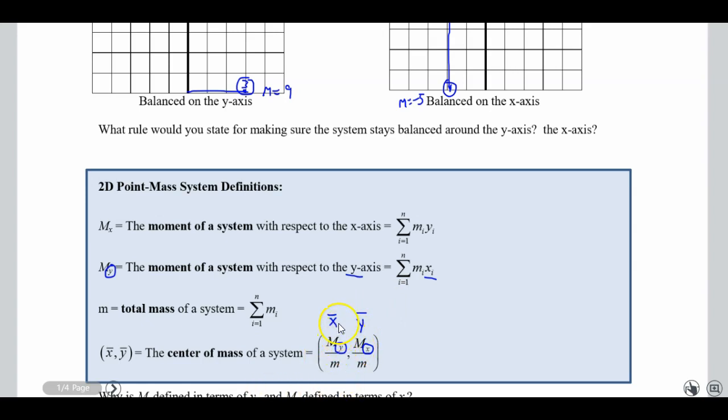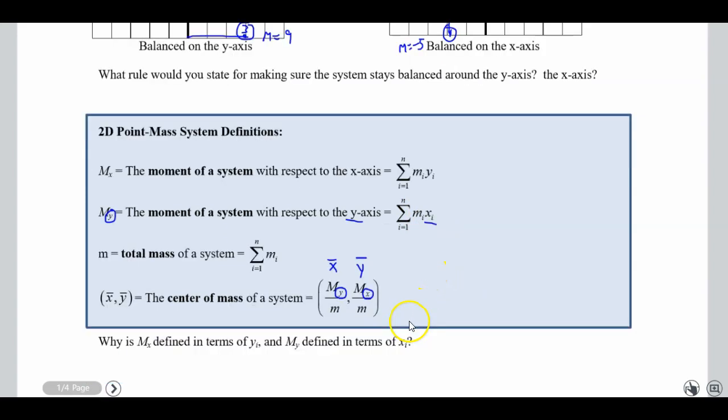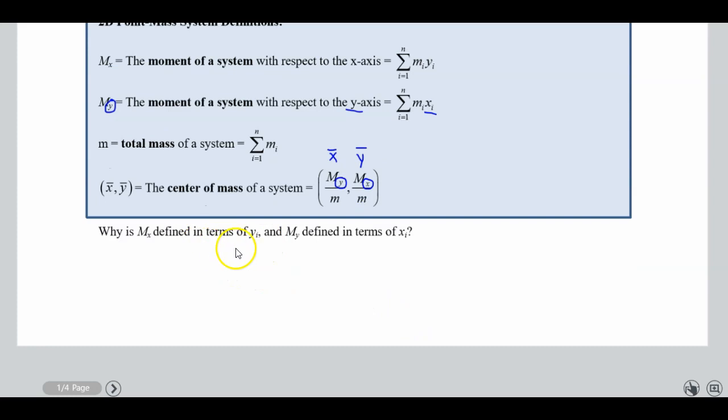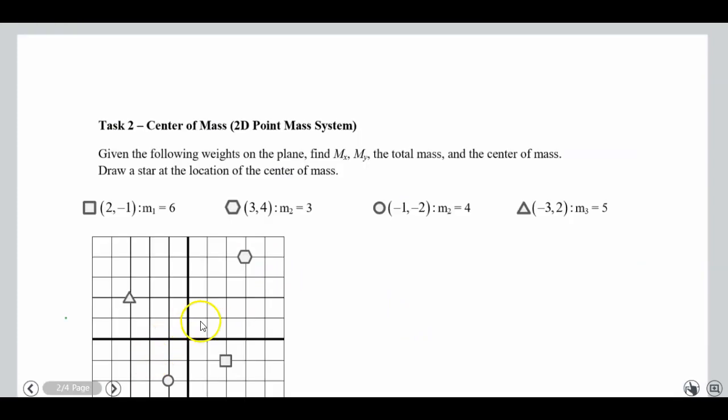So again, these are named for the axis, but the distances themselves are y distances. They go with the y bar. X distances, they go with the x bar. All right. So that kind of answered that question right there.